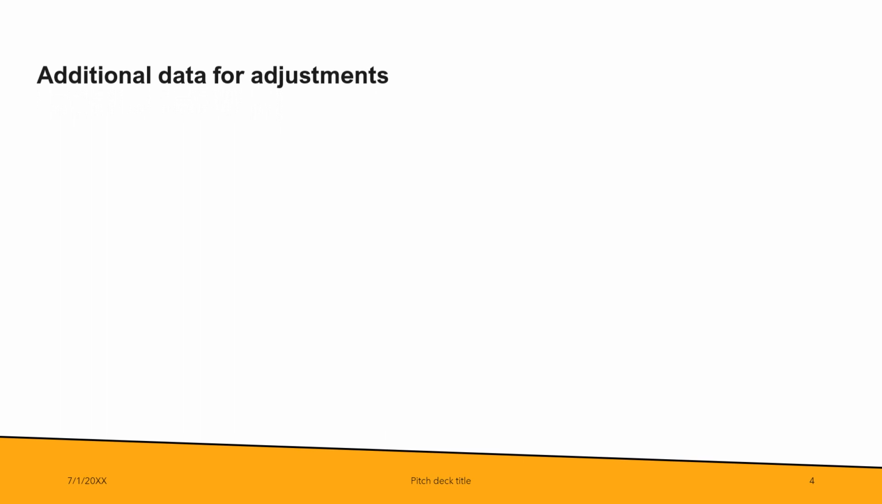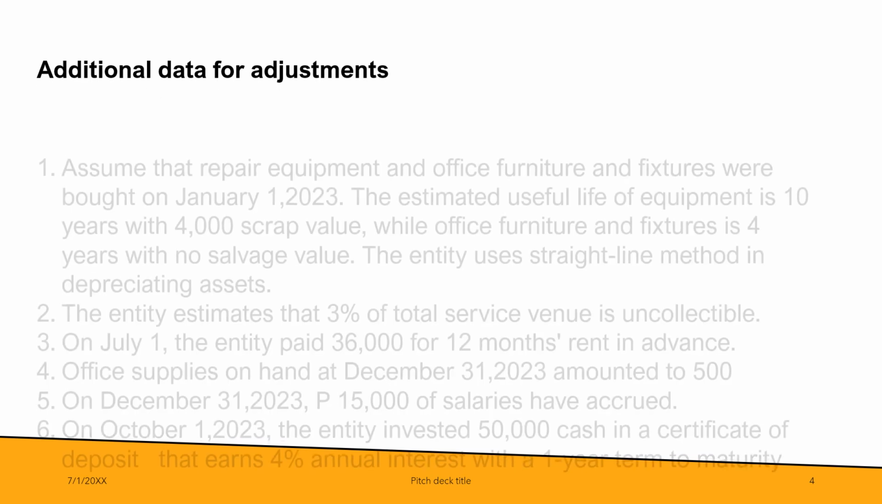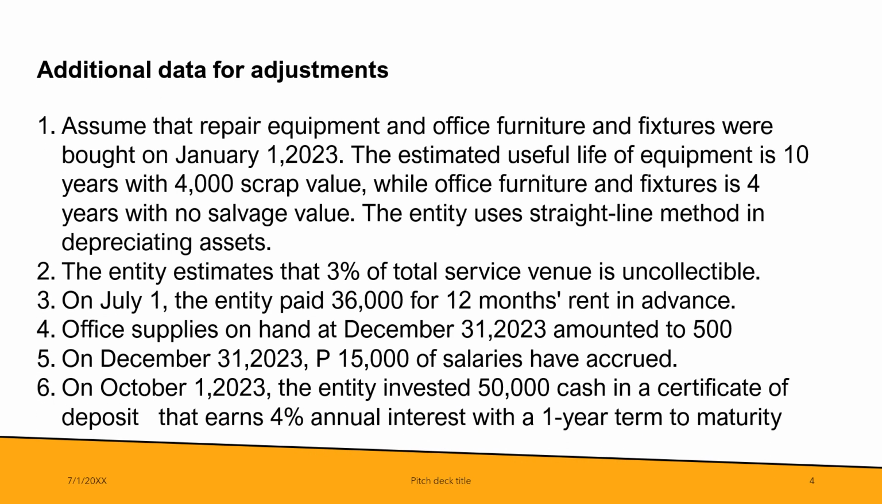Relative to the worksheet, we also have here additional data for adjustments. As you can see, there are 6 items that you need to consider when you prepare adjusting entries. And since you already know how to make adjusting entries, you will be able to prepare adjustments correctly for these 6 additional data. Remember that you have to ensure that your adjusting entry is correct because if you misinterpreted the additional data, it could affect your adjusted trial balance, and of course, that will also affect your financial statements, your income statement, or balance sheet.